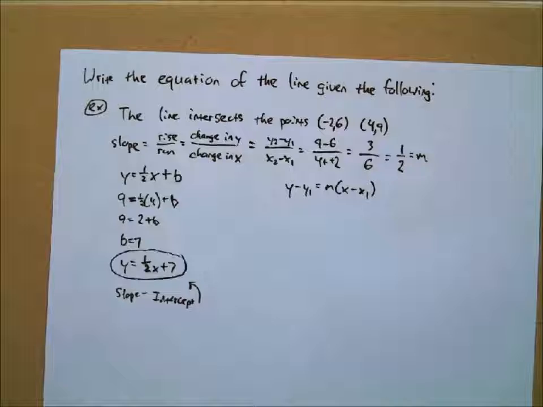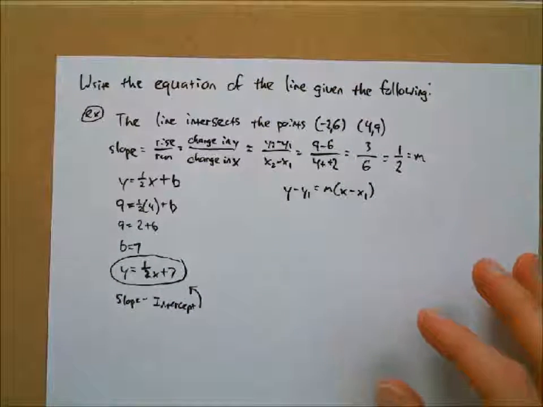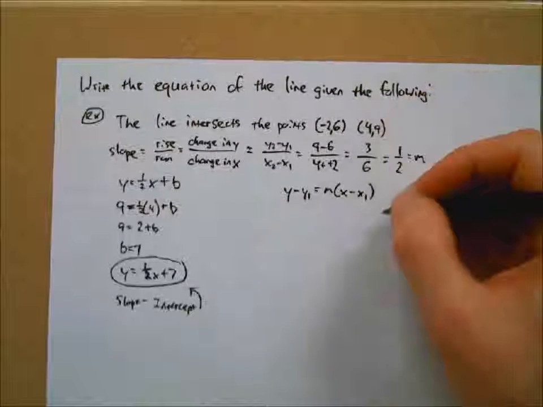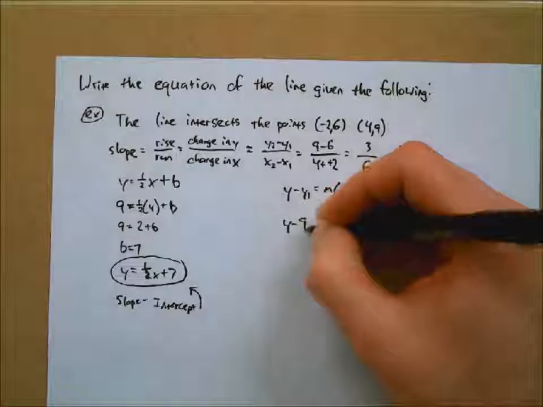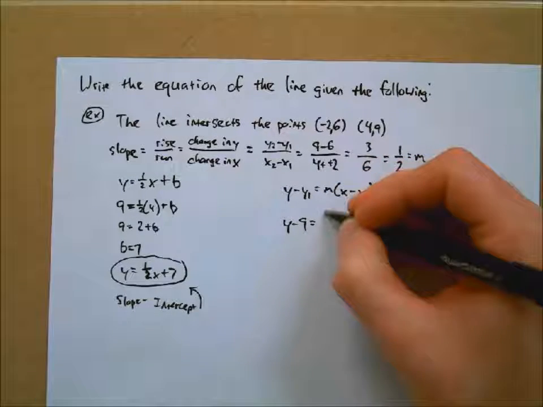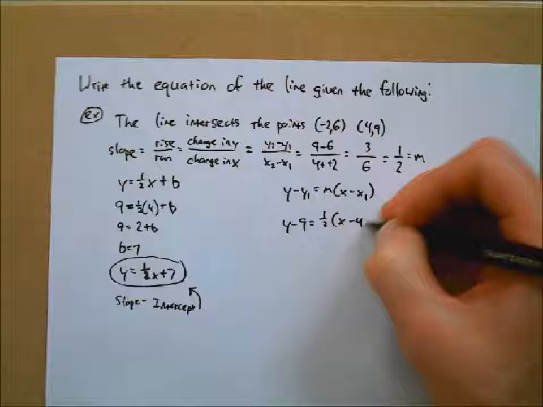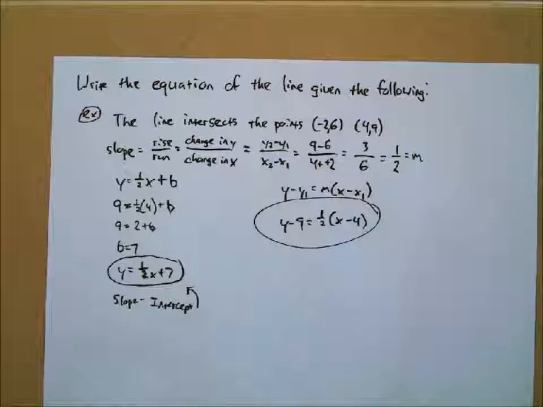Okay. I'm just going to pick a point. I'll use the same point that Sydney did there. We'll use the 4 and the 9. Okay, so y minus 9 equals m, we said was 1/2, x minus 4. And there's the equation of the line in point-slope form. Okay. These are describing the exact same line.